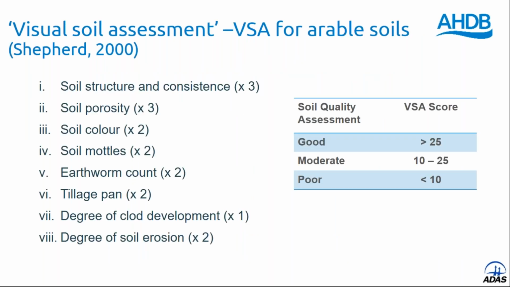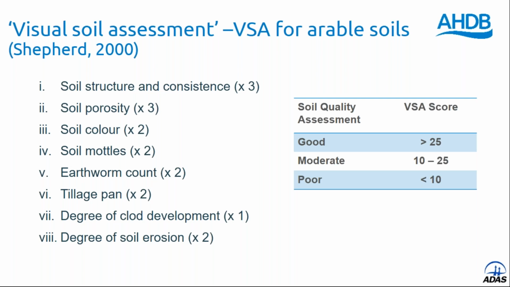So if we move on to the next slide, just to quickly touch on an alternative method which you might have heard of, the visual soil assessment, so the VSA rather than the VESS. This has come from New Zealand, and there's 8 different properties that you're looking to score when you take out that same spit of soil.